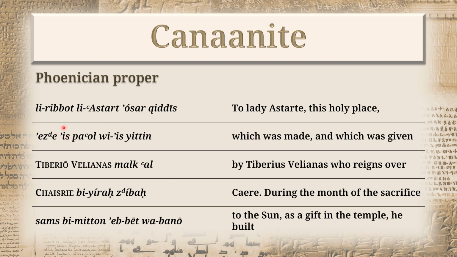So this is Hebrew Asher, Paol, which was made, is Yitin, and which was given. And then here we have an Etruscan name, Tiberiuelianus, Malk Al, who reigns or who is king over Caesarea. So this is an Etruscan city. In Latin it's known as Caere, but the Etruscan name, and the Phoenician text has the Etruscan name, is Caesarea. Biyirah Zdibah Sams, in the month of the sacrifice to the sun, Bimiton Ebet, as a gift in the temple. And then Wabano, he built what? We need to read the next lines to find out.